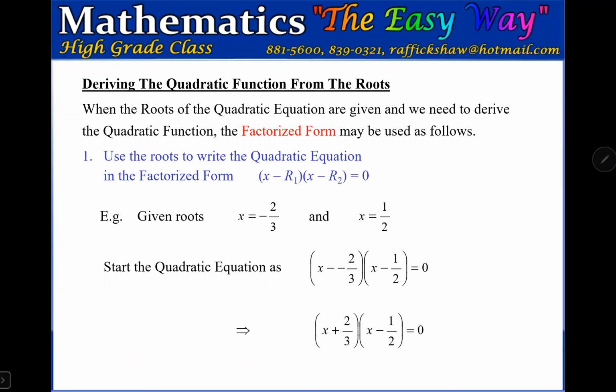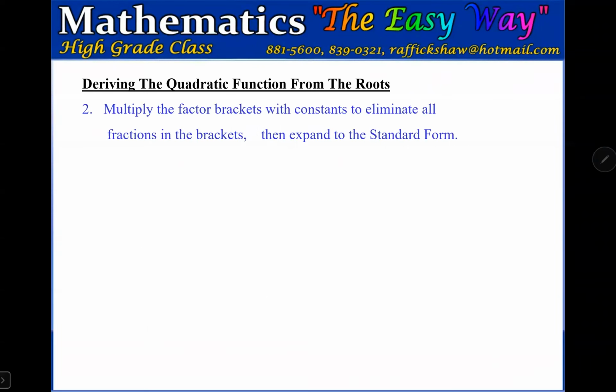All right, but most times with these questions, they don't want the fractions. They want whole number values. So I have to get rid of these fractions. How do we get rid of these fractions? It's simple. You multiply the factor brackets by constants that will eliminate the fractions, because the questions more than likely will want whole number values. All right, so this is what we do. So that's what we have so far.